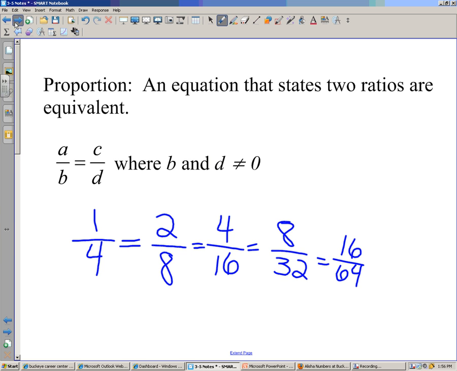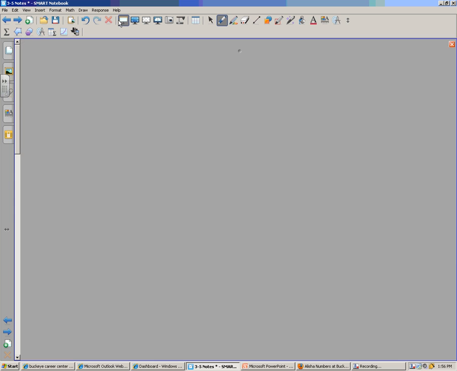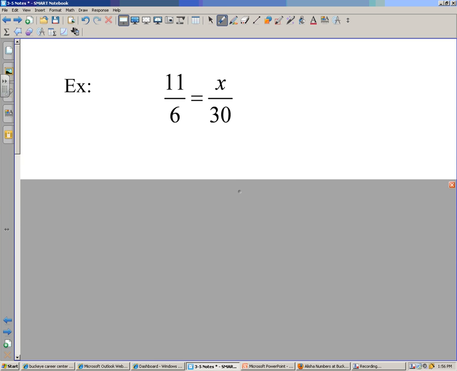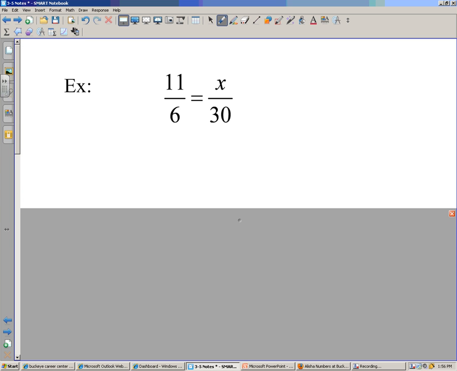Now, let's do some examples. These are in your packet, and you actually have to do these with me, because these are what we're looking for. Solving proportions when I don't know what one of them is. I have 11/6 equals x over 30. Well, this is kind of like an equation, and we did lots of equations before break.